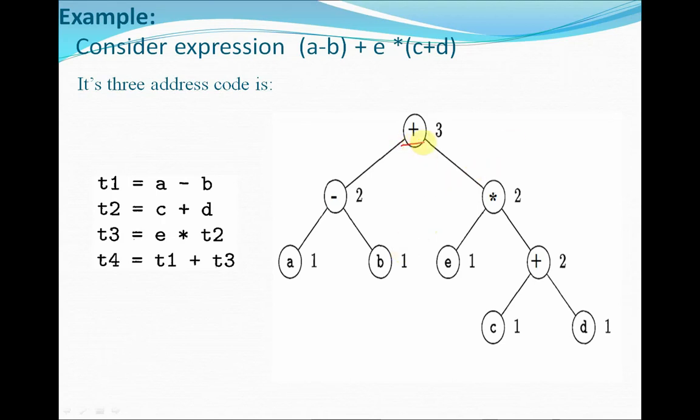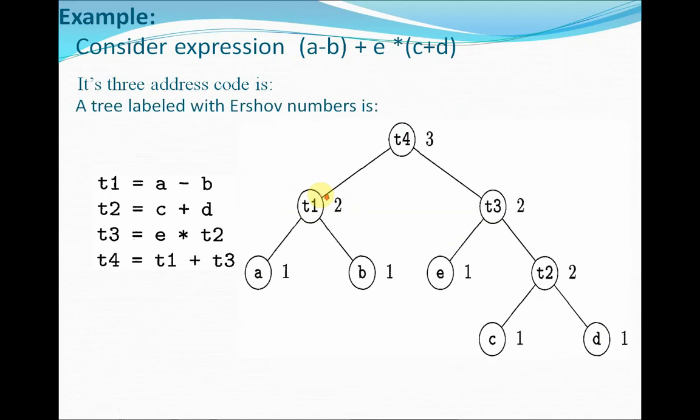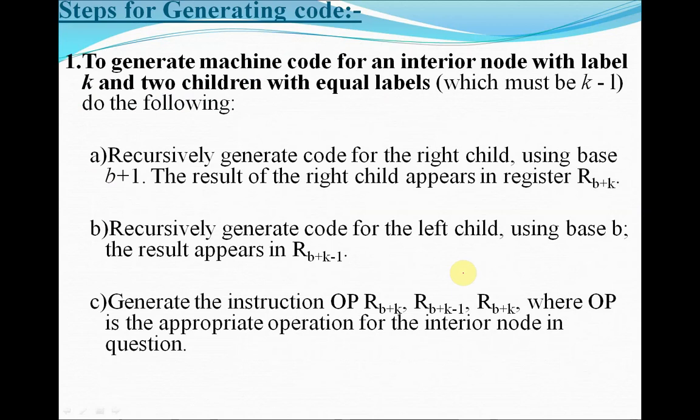And here the root node's Ershov number: the left child is 2, the right child is 2, so 2 plus 1 becomes 3. So by this process you can find that the minimum number of registers required to translate this total expression into target code is 3 registers. Accordingly we will write the code. This tree can also be represented in this form. Here, instead of using operators, we can represent the temporary variables also. Both will give the same effect.